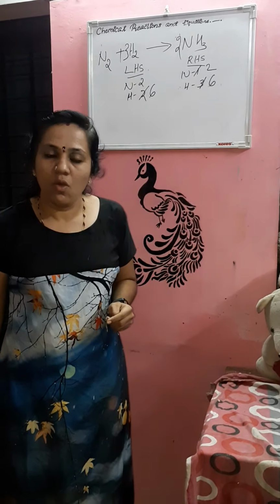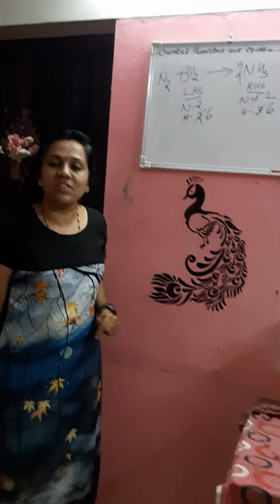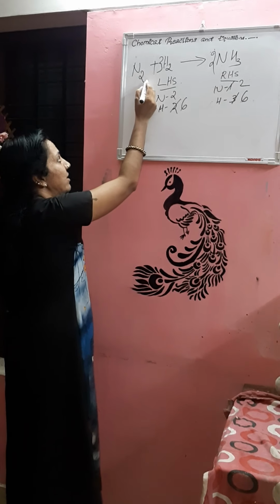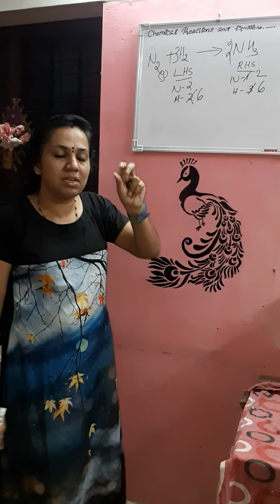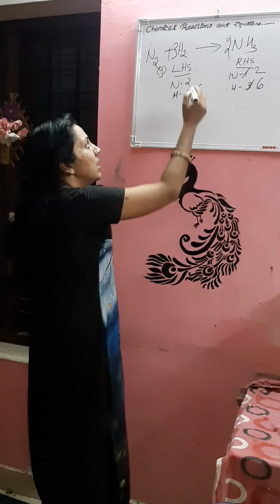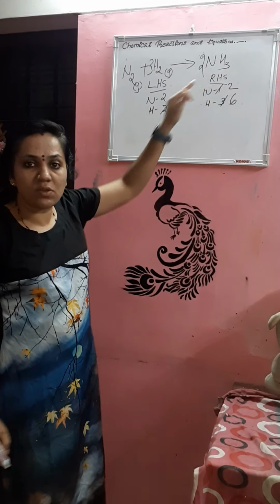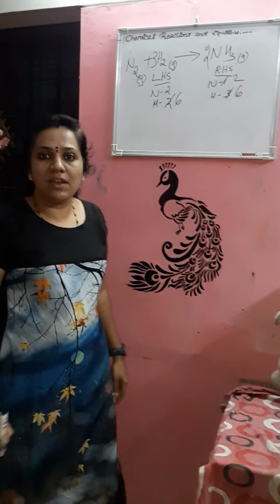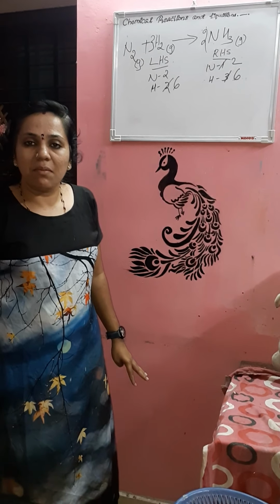See, one more thing you should consider in a chemical reaction, that is the physical state of the reactants and products. In this case, consider nitrogen. Nitrogen is a gas. We always write that as a subscript, in small letters, below. Nitrogen is a gas. What about hydrogen? Hydrogen is also a gas. What about ammonia? Ammonia is also a gas. So the physical state of the reactants and products are also written in a chemical equation.